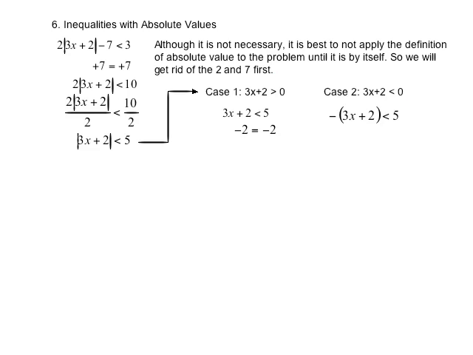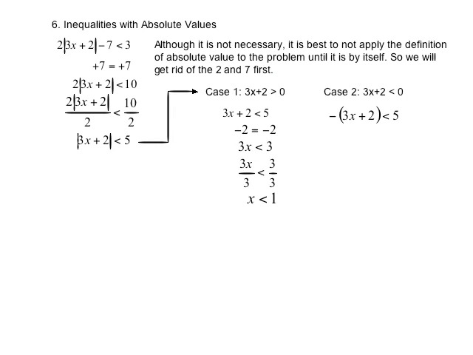subtract 2 from both sides. Now we have 3x is less than 3. Divide both sides by 3. And x is less than 1. We don't flip the sign because we didn't divide by a negative number.